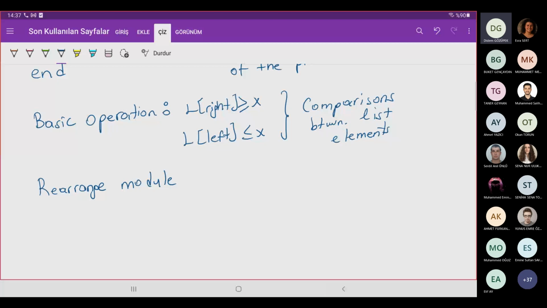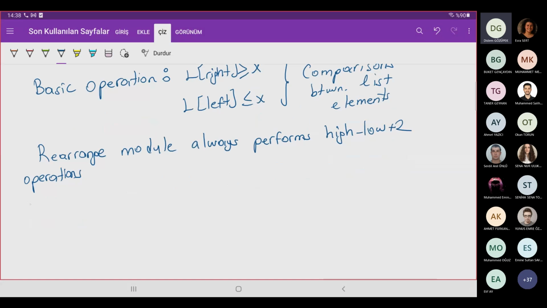The rearrange module always performs high minus low plus 2 operations. Okay. So the best case is if in all iterations the list is divided into 2, equally 2, then we have the best case because we have the least number of iterations. Okay, it's like the binary tree, its height does not increase a lot. Okay, best case.